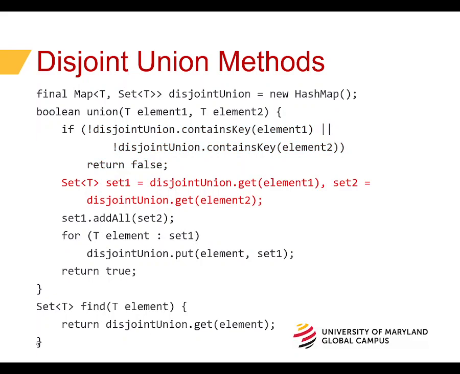Otherwise, it uses the get method of the map to get the equivalence classes that correspond to each element. The union of the two classes is formed, and all the elements of that new equivalence class are mapped to it. And true is returned to indicate success. The find method is much simpler. It is given an element and it returns its equivalence class. That is accomplished by again using the get method of the map.